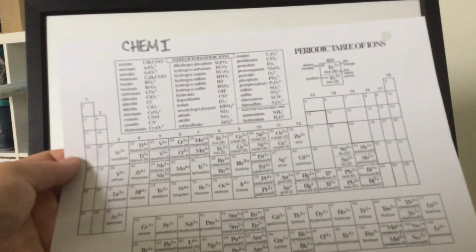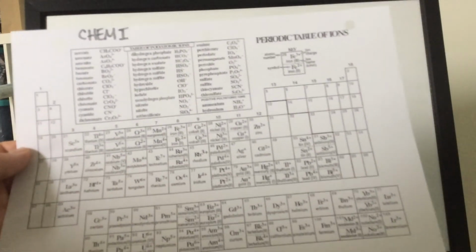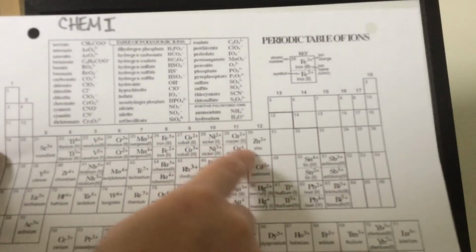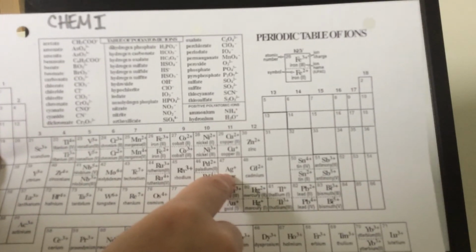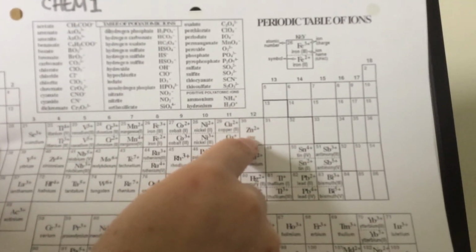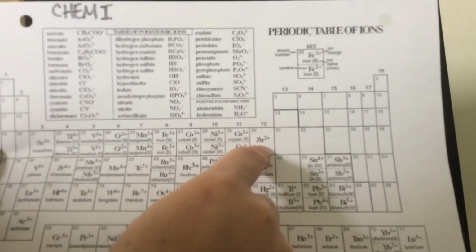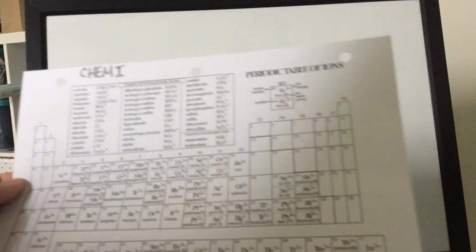And I do want to draw your attention to two of them in particular. You might want to highlight or mark on your paper that silver, Ag, is always, ever only +1. And zinc is always only +2. Okay, so those are important.